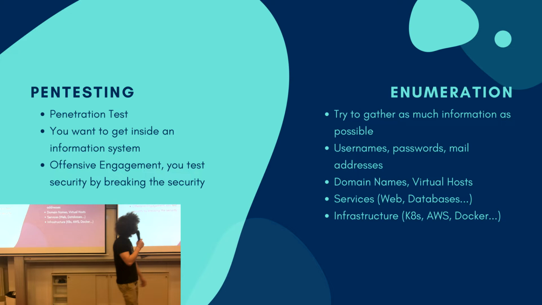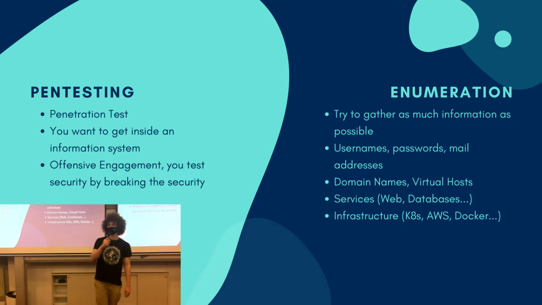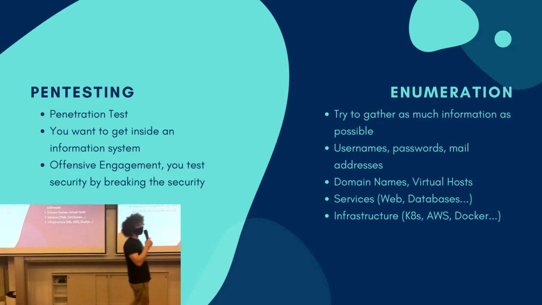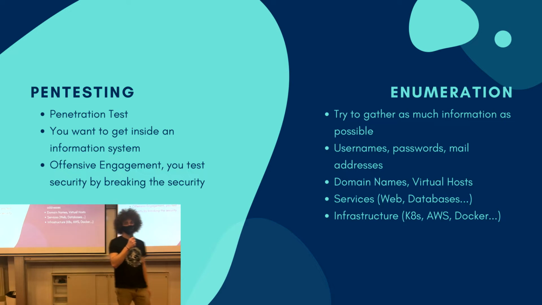Then, enumeration. To enumerate something is to gather as much information as possible. So there are usernames, passwords, email addresses, domain names, virtual hosts, services running on the server, so the web application, the database, or pretty much everything. And infrastructure. It is good to know if the company is using Kubernetes to host their infrastructure, or if it's running on Amazon Web Services, or even on Docker, etc.